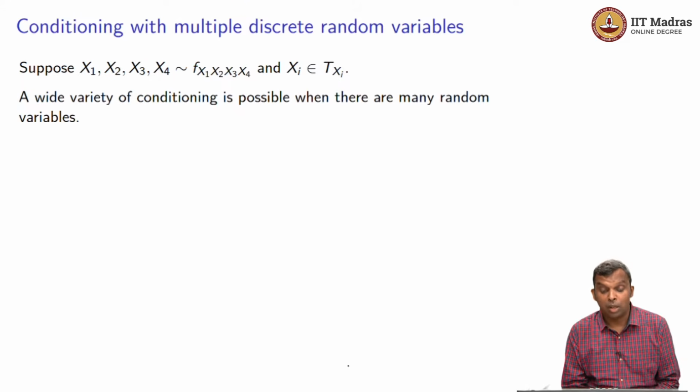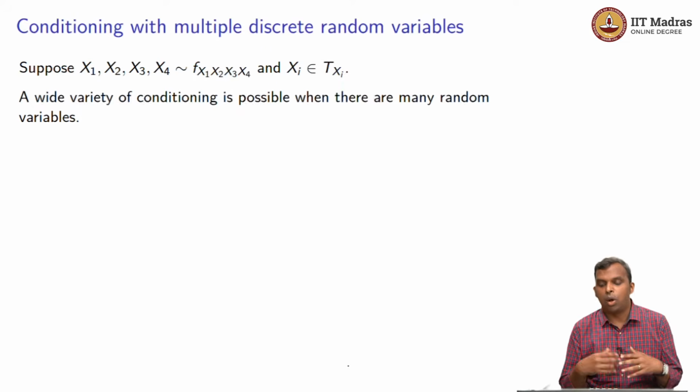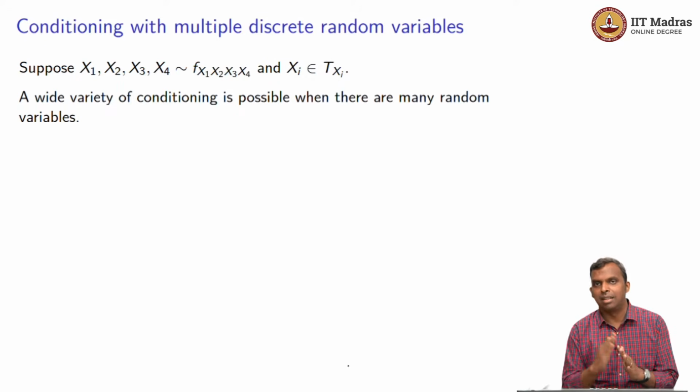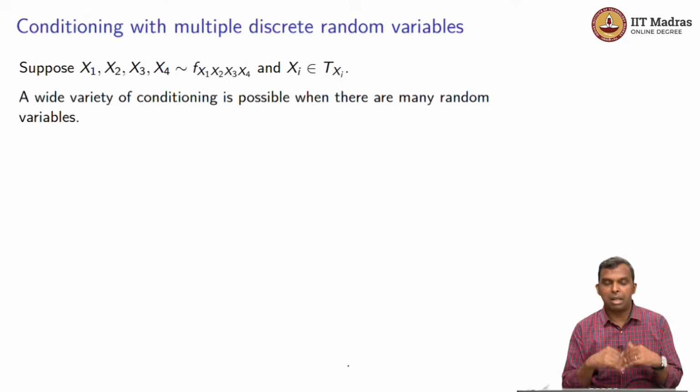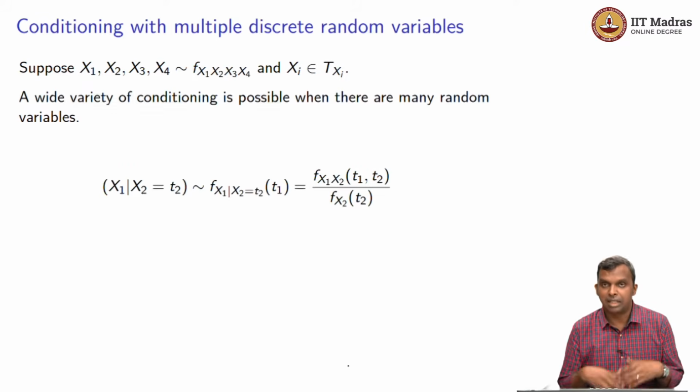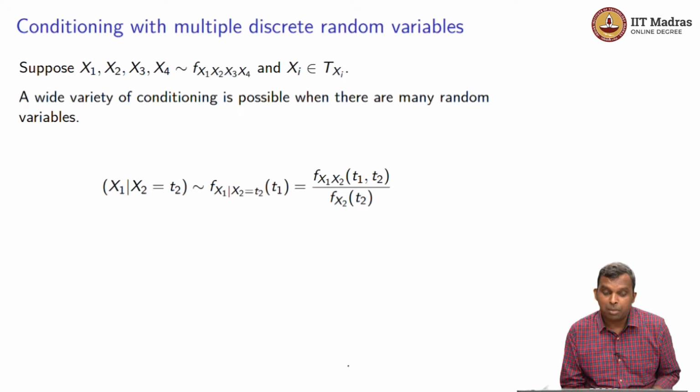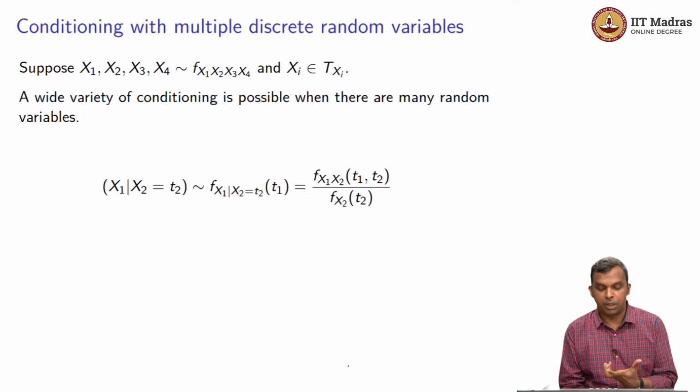So when you have multiple random variables, here's an example. I'm starting with an example of four, X1, X2, X3, X4. You can do all sorts of conditioning. Previously, when you had two random variables X and Y, you could do X given Y, or Y given X. That's it. Now with multiple random variables, you can do a variety of conditioning. Let me give you the simplest example. You just take two of them, X1 and X2, and look at the conditional random variable X1 given X2 equals t2.